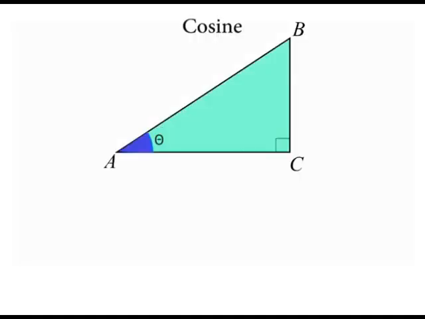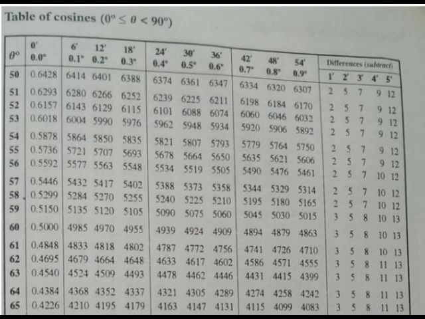Lastly, cosines of angles. The ratio of the adjacent side of an angle to the hypotenuse of a right-angled triangle is called the cosine of that angle. And so cos theta is equal to adjacent over hypotenuse. The tables of cosines give cosines of angles between 0 and 90 degrees. But unlike tangents and sines, cosines decrease as angles increase. Cos 0 is equal to 1 and cos 90 is equal to 0. The values in the differences column are subtracted and not added.